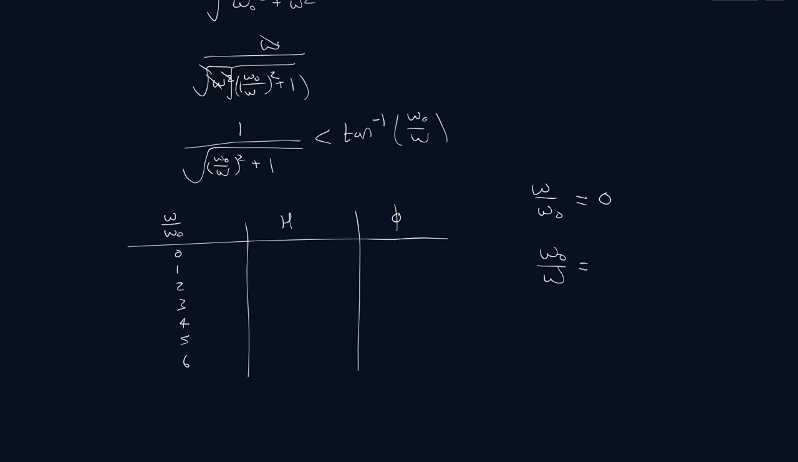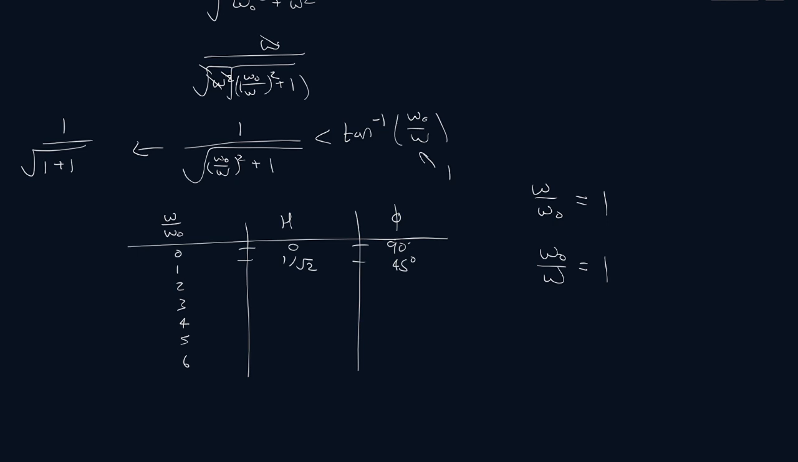Okay, so the reciprocal of 0 is just 1 over 0, which is undefined, but in this case we're going to take it to be infinity. So this will be infinity squared plus 1, which is just infinity, and the square root of infinity is just infinity, and 1 over infinity is 0. And then tan inverse of infinity, that's 90 degrees. Now when it's 1, this is 1, this is also 1, so it'll be 1 over the square root of 1 squared plus 1, which is just 2. And this is just going to be 45 degrees.